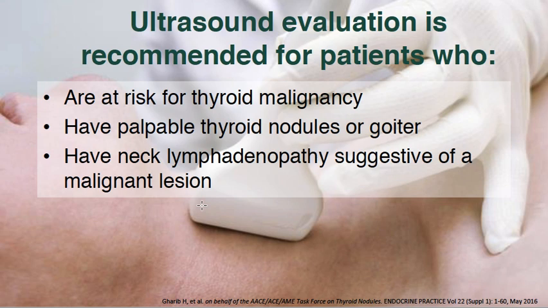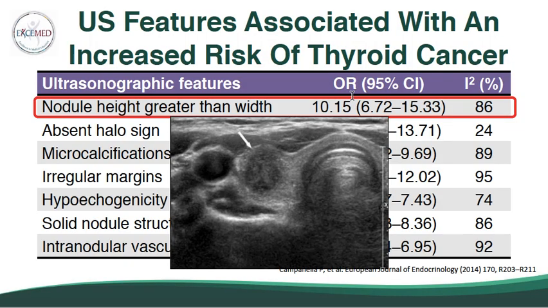One of the most important tests to do is an ultrasound evaluation. The ultrasound evaluation is recommended for patients who are at risk for thyroid malignancy, have a palpable thyroid nodule or goiter, or those who have neck lymphadenopathy suggestive of a malignant lesion. The ultrasound features that are associated with an increased risk of thyroid cancer are listed here. So just by ultrasound alone, you can actually gauge whether your patient is at an increased risk of thyroid cancer.